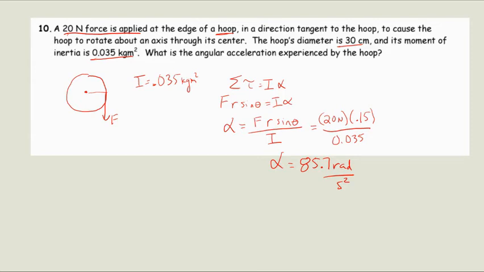Okay. So the main idea here, the main thing to remember is that linearly, when you're looking at Newton's second law, you have sum of force equals mass times acceleration. That's linear. And rotationally, sum of torque equals I alpha. Okay.